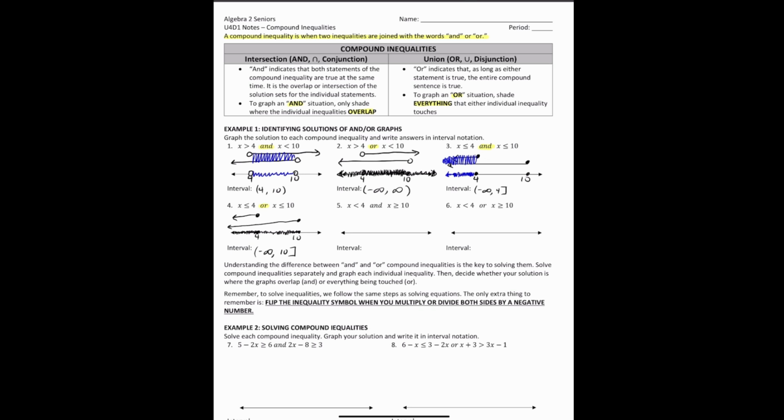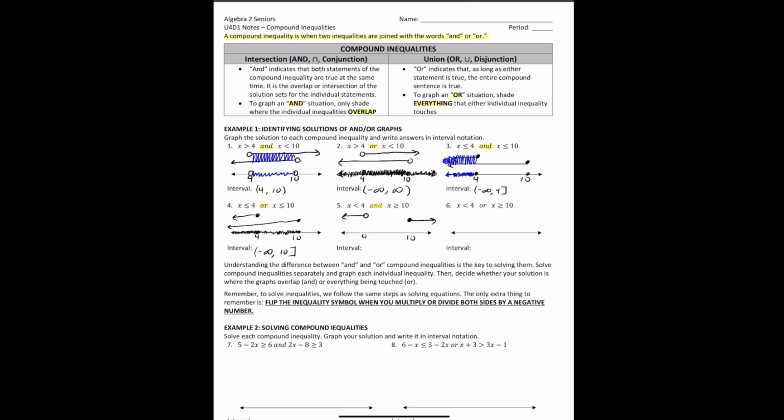All right, so number 5, we have x is less than 4 and x is greater than or equal to 10. So I'll write 4 and 10. X is less than 4. We have an open dot at 4, and then we shade to the left. And then at 10, it's a closed dot, and we're shading to the right.